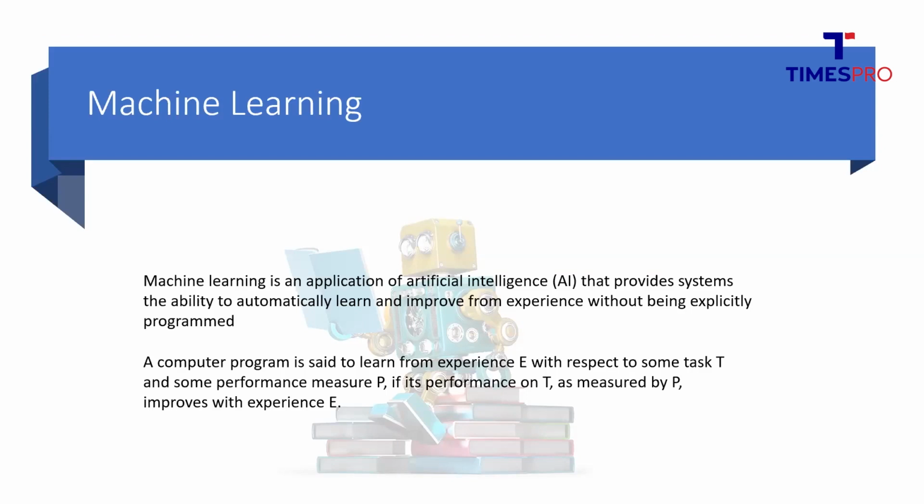Whereas when we try to teach a system, it is not that easy, because the system has to learn completely from scratch. It does not have any kind of historic learning. So AI and machine learning right now go hand in hand, so we will use them interchangeably. Artificial intelligence in this case provides the system the ability to automatically learn and improve from experience without being explicitly programmed.